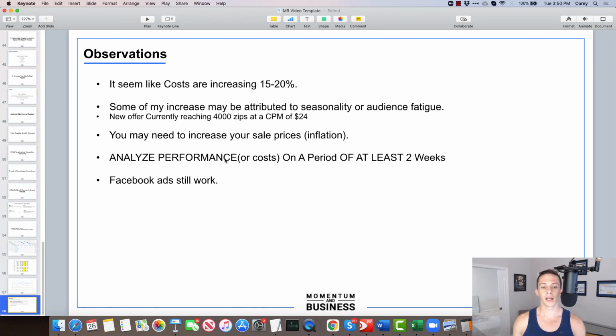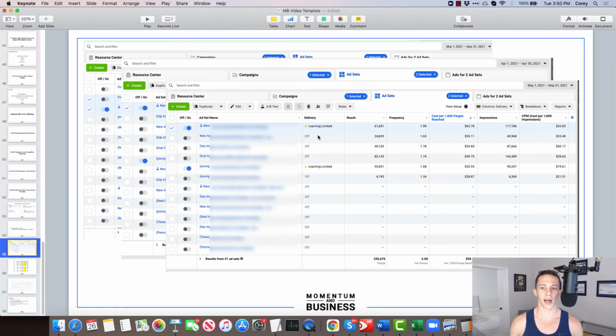Next up, analyze performance or costs on a period of at least 2 weeks, right? If you go read anybody's posts in groups, you'll notice people are looking at day by day by day. I was doing good on my CPM, and then yesterday my CPM went up to $10,000 freaking dollars. What's going on? Well, that's really not an accurate picture. You need to look at things on a period of at least 2 weeks. When I open up my ads manager, I always have this set to the last 14 days. That's what I'm looking at, and that's really what I'm concerned about.